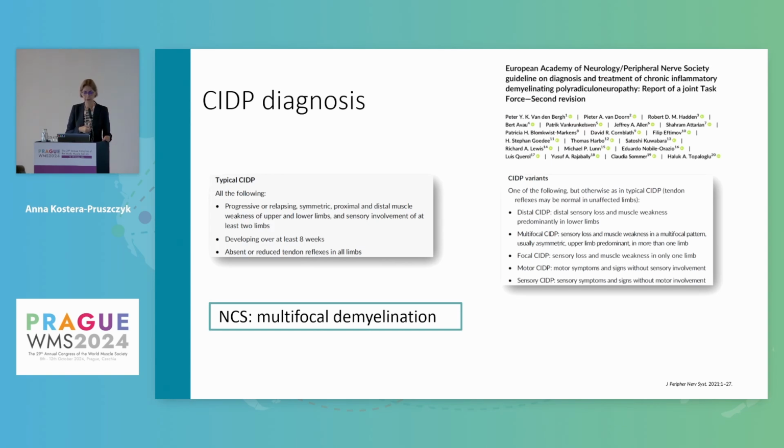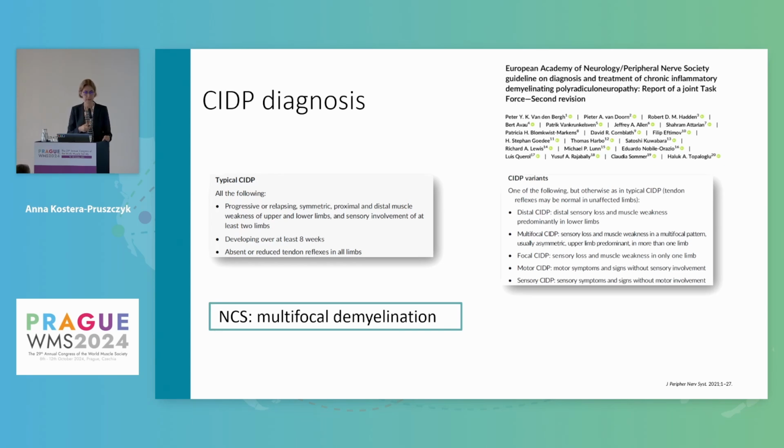So for chronic inflammatory demyelinating polyneuropathy diagnosis, of course, we have to look for the clinical pattern in terms of chronic progression over at least 8 weeks with progressive or relapsing symmetric proximal and distal muscle weakness of upper and lower limbs, and also sensory involvement in at least 2 limbs. The pattern can be asymmetric.